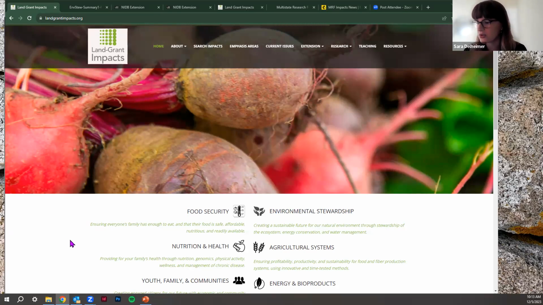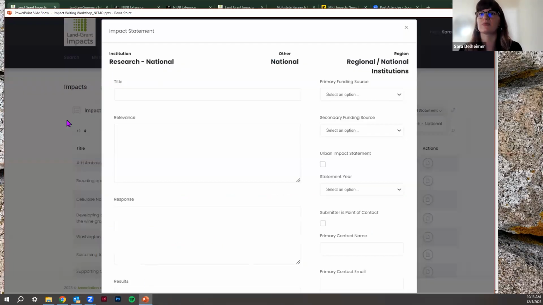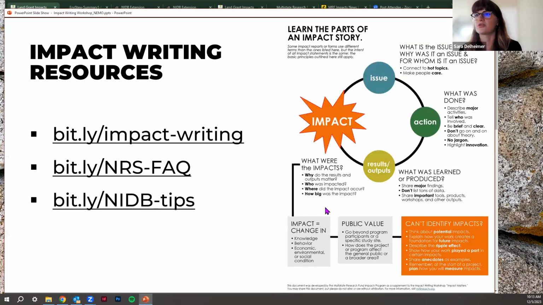We can click over and go through it. I was going to talk a little bit more about the Multi-State Research Fund Impacts Program. First, here are some quick links to some impact writing resources, some general ones, one for the NRS, the NIFA reporting system, and some for the National Impacts Database. We're recording this, and I'll share my slides, so you will get all these links that way as well, if you don't want to write them down.